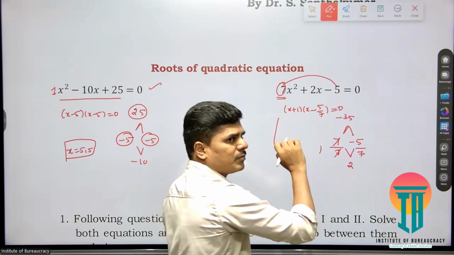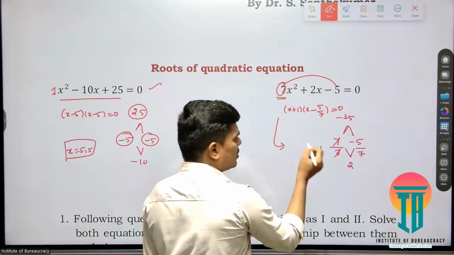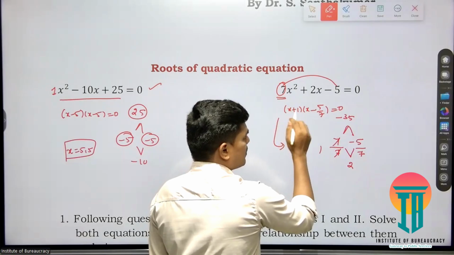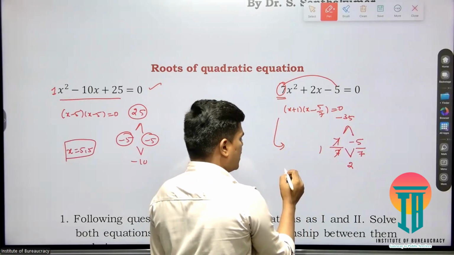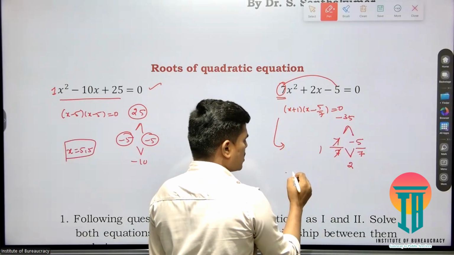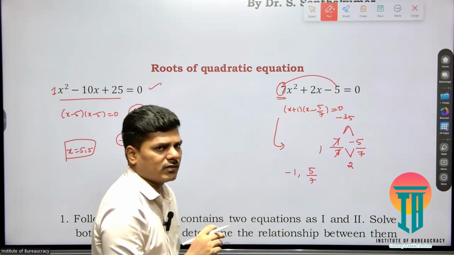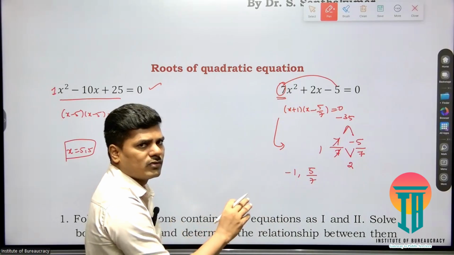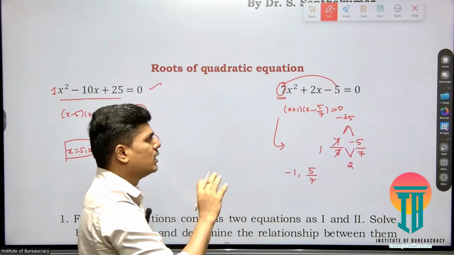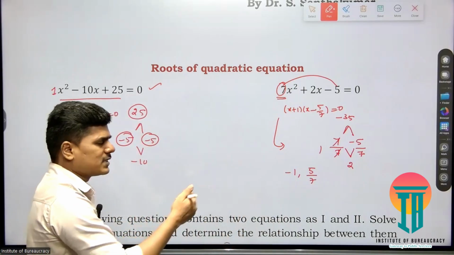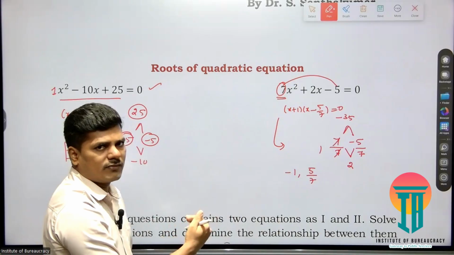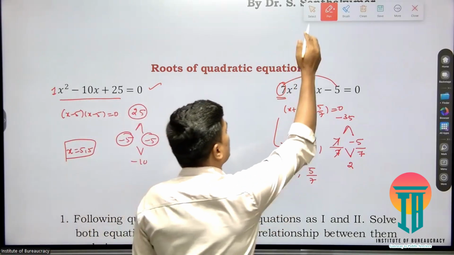These are the factors. But for the x value, if x plus 1 is equal to 0, then x is equal to what? Minus 1. Just multiply by minus 1. The roots are going to be minus 1 and plus 5 by 7. These are the roots of this quadratic equation. This is how we find the roots. Based on this, we'll see some PYQ questions.